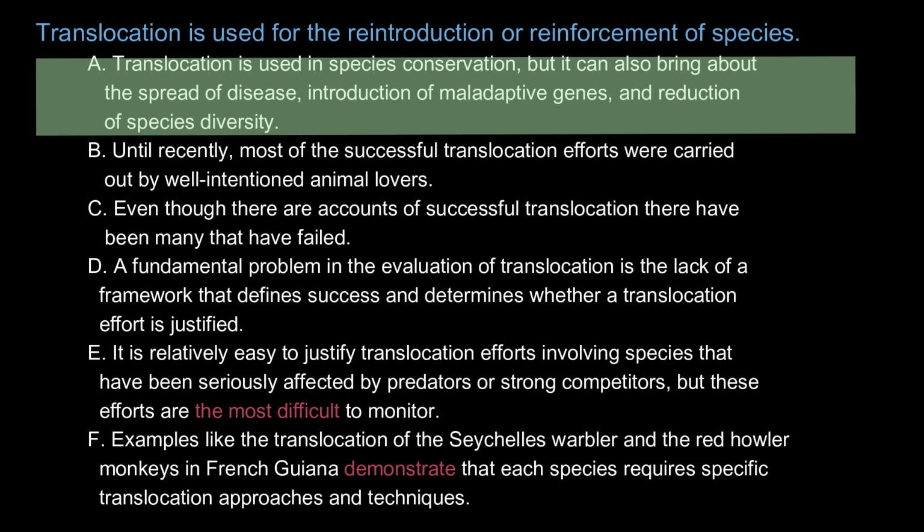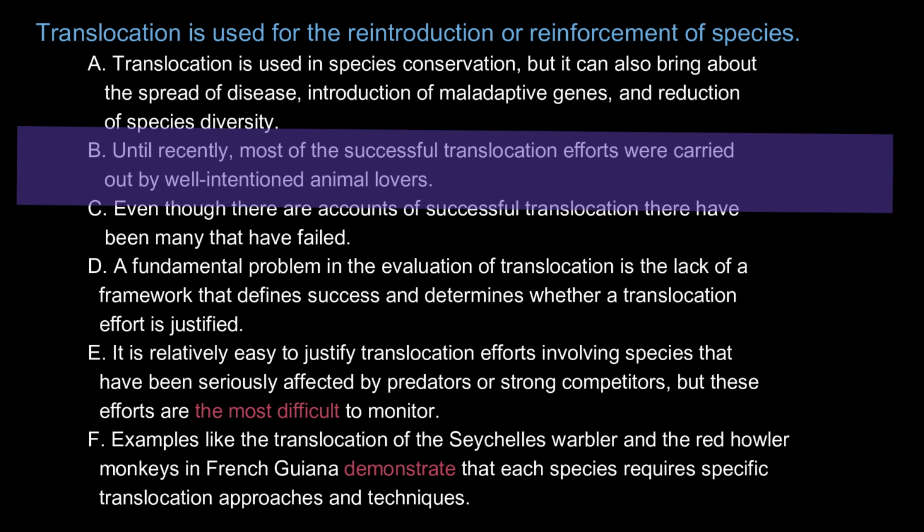A. Translocation is used in species conservation, but it can also bring about the spread of disease, introduction of maladaptive genes, and reduction of species diversity. This option acknowledges the use of translocation in conservation, but also highlights potential negative consequences. It adds depth to the understanding of translocation by discussing its risks, which are important considerations in any conservation effort. So A is a good choice.